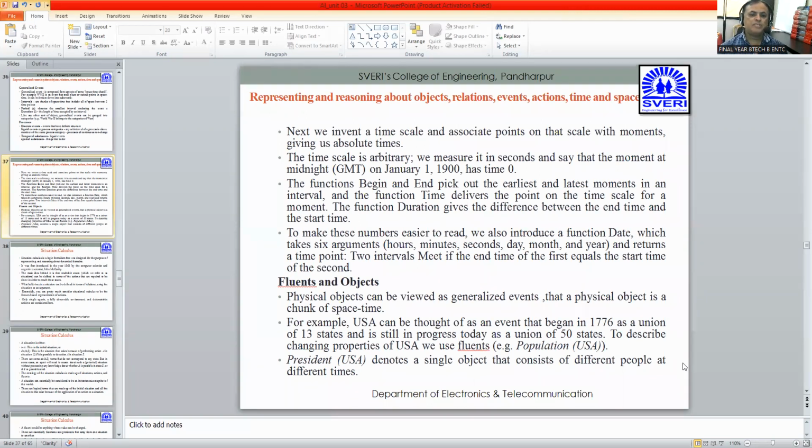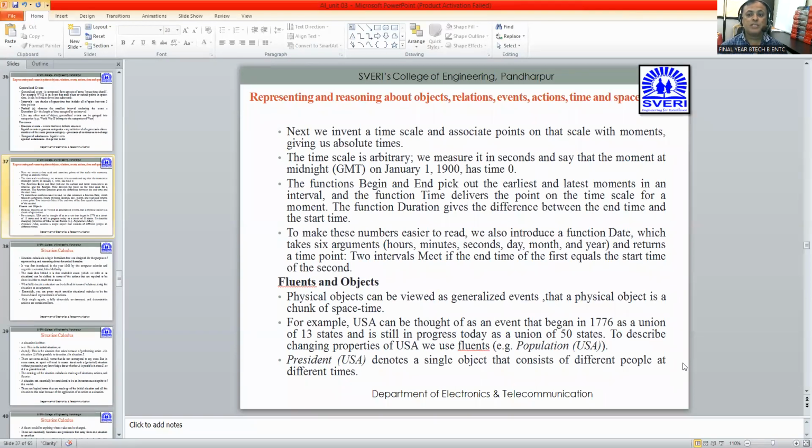For example, the USA can be thought of as an event, which began in 1776. The USA was born in 1776 as a union of 13 states, so 13 states together became one USA, and it is still in progress today. It started in the past and has not terminated yet, it is still going on. How many states are there now? 50 states. So to describe these changing properties of the US, we use fluents.